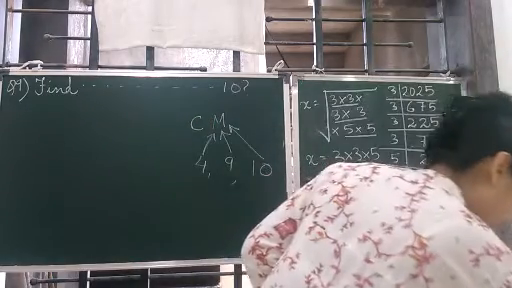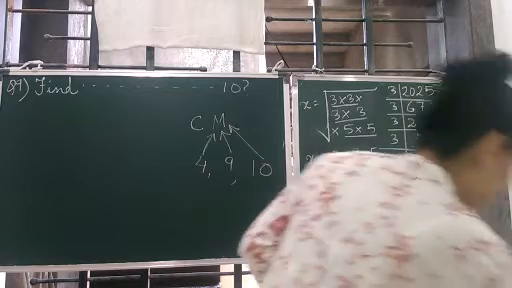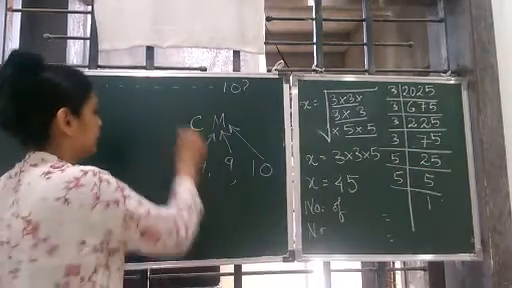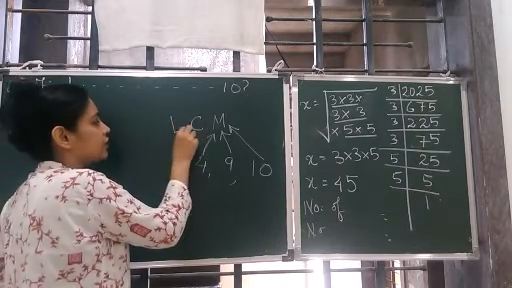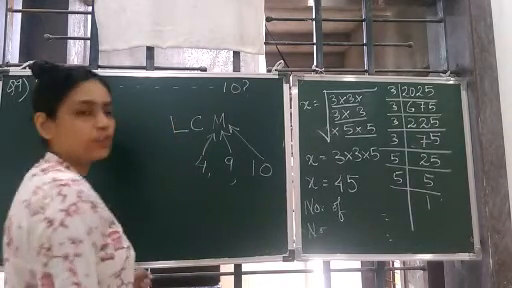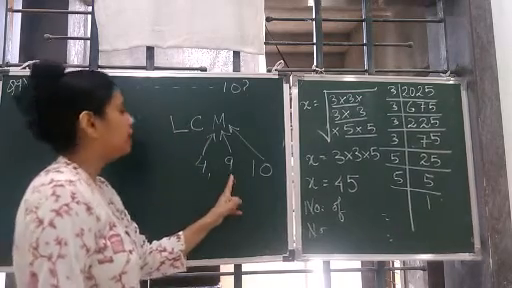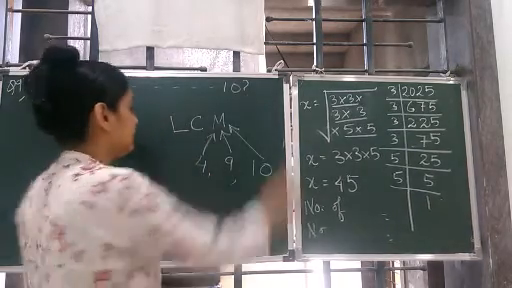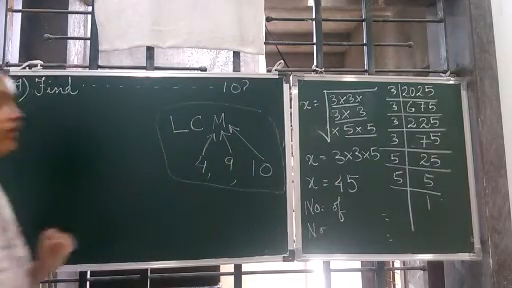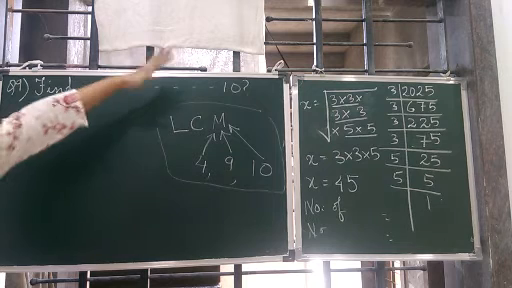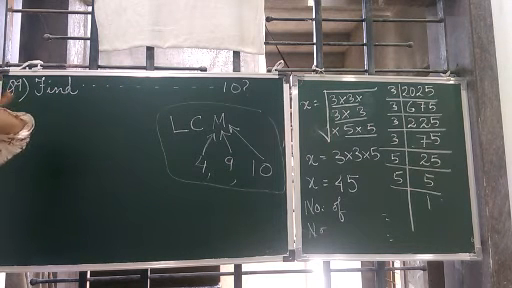Now, what else is written? And it has to be smallest. Smallest means lowest, or you can say least. So see, what is this? It has to be the LCM of 4, 9 and 10. So this is the explanation of the question, okay, which you can write on the top or at the side with a pencil or any other color, just for your information.